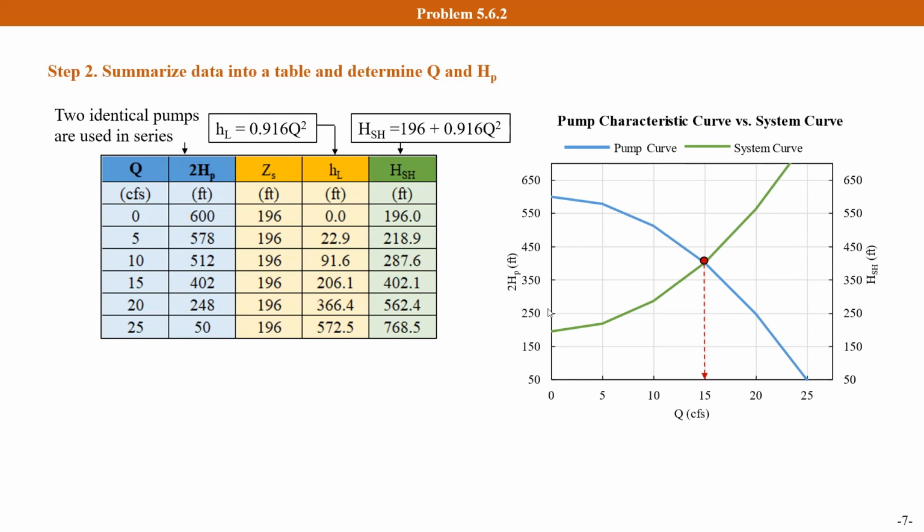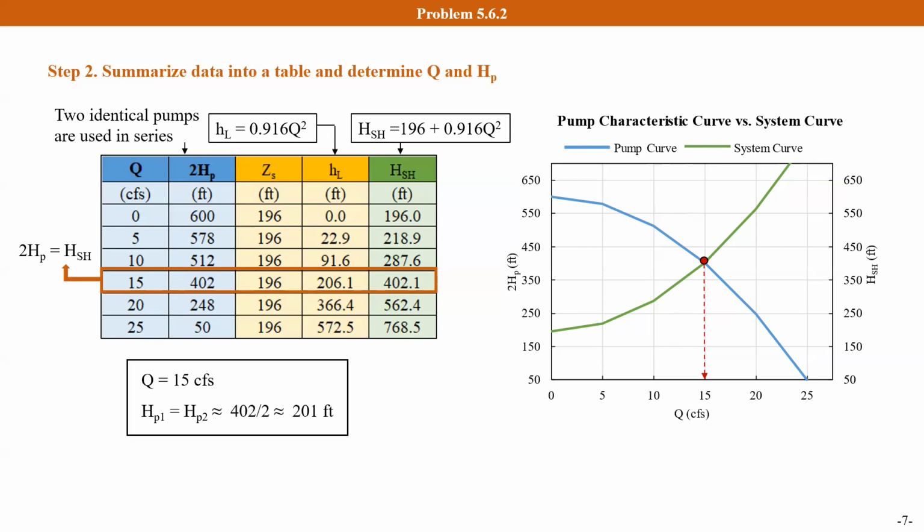In this plot, we can see that when Q equals 15, the pump curve and the system curve intersect with each other. So when Q equals 15, the total pump head equals the system head. We can determine that the flow rate equals 15 cubic feet per second, and the pump head for each pump is around 201 feet.